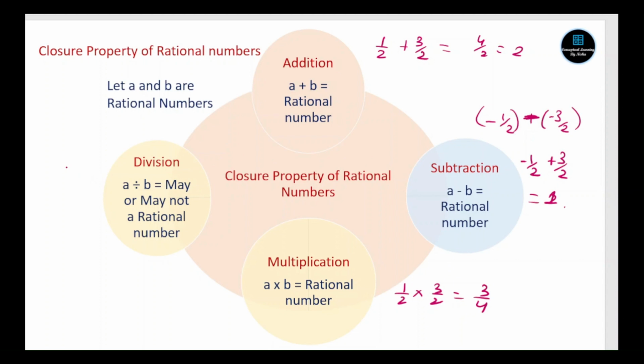In case of division, if I think about 0, then it is not defined. So this is not closure property. Let me write 1 half divided by 0. So this is not defined, right? This is not defined. So closure property is valid for addition, multiplication and subtraction in case of rational numbers.